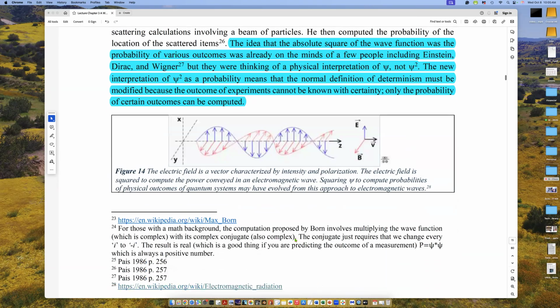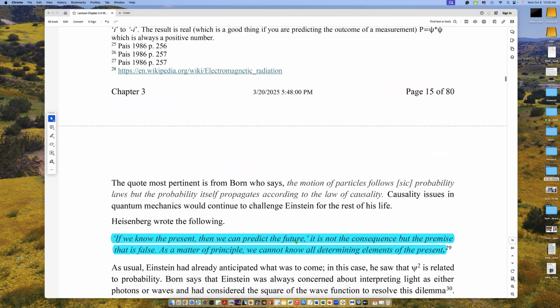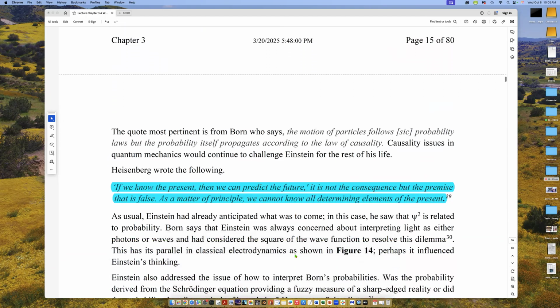And there's another footnote here on that subject. At the same time, there was discontent. Heisenberg, the author of the uncertainty principle, wrote on the subject of the loss of determinism that quantum mechanics implies, and says, if we know the present, we can predict the future. That's the way the world worked before quantum. It is not the consequence, but the premise that is false. And he goes on to say, we cannot know all the determining elements of the present.